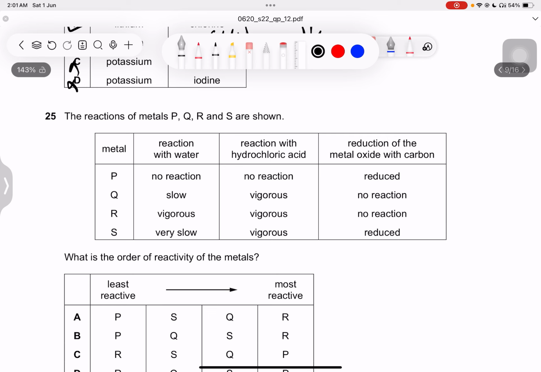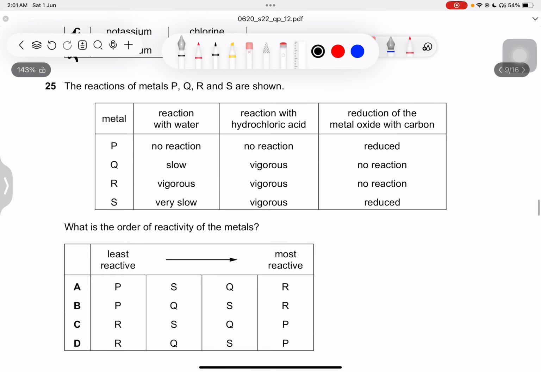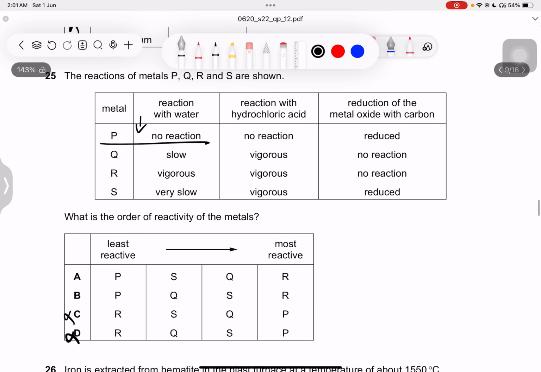Next, the reactions of metals P, Q, and R are shown. What is the order of reactivity of the metals? So, this is a pretty straightforward reaction question. The reaction with water, P has no reaction. So, P should be the lowest in the reactivity series. So, least should be P, and C and D are incorrect. Now, very slow should be the one coming after it.